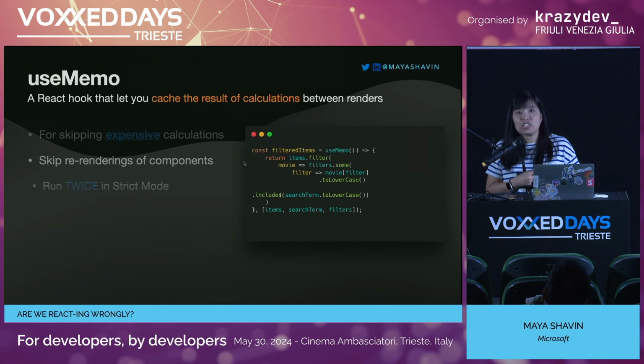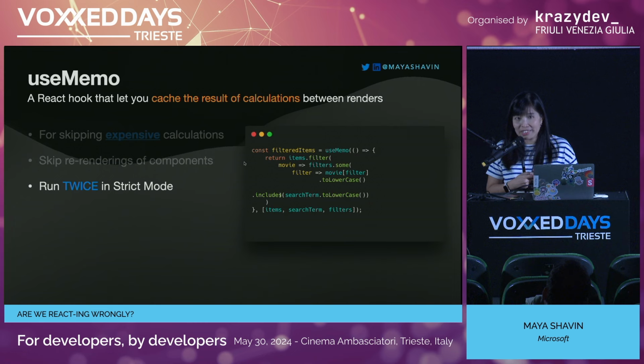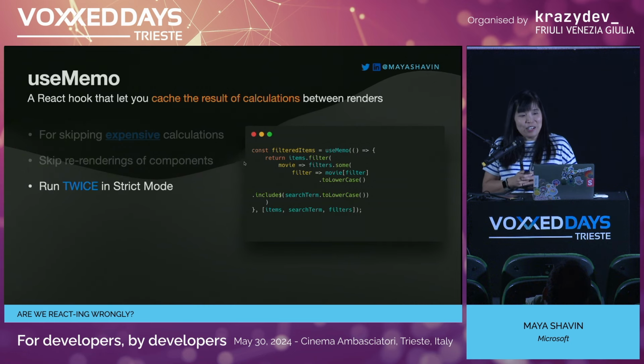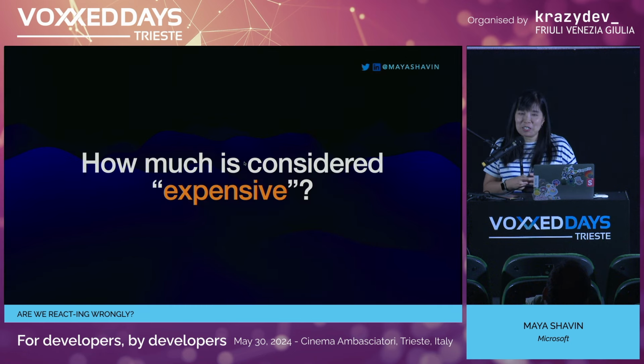And in strict mode, it runs twice. Though I don't know why it runs twice. According to the team, it says that if it runs once, it should work the second time. And this is like a security check that they provide for developers. Is it needed? I don't know. You tell me.